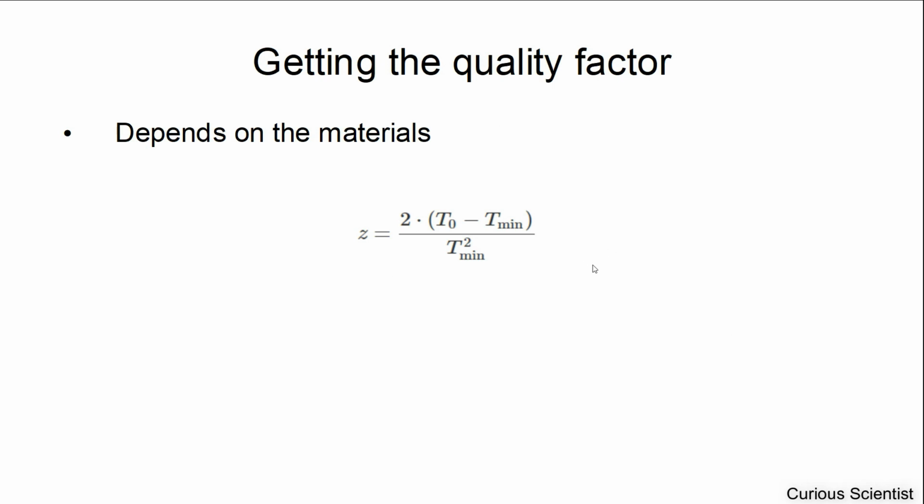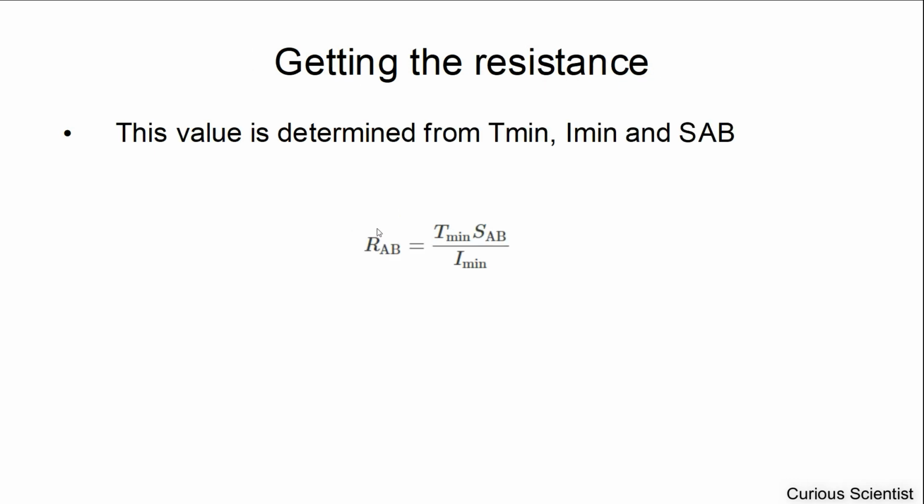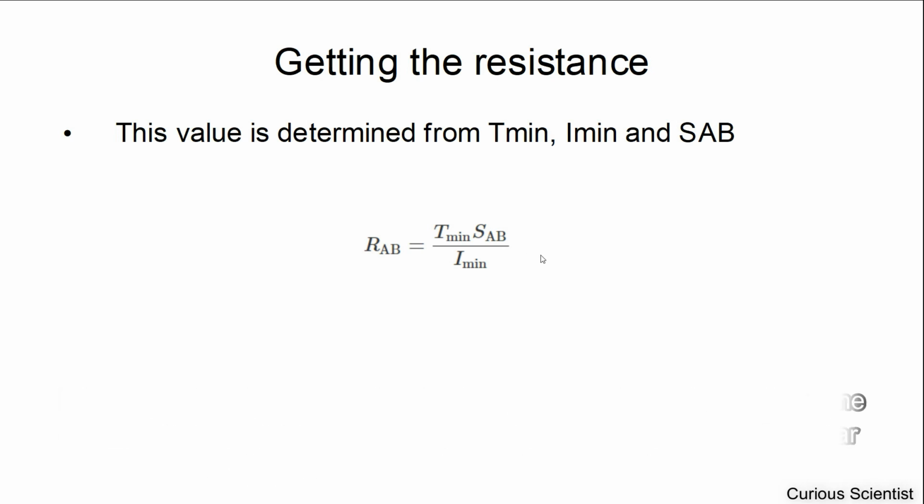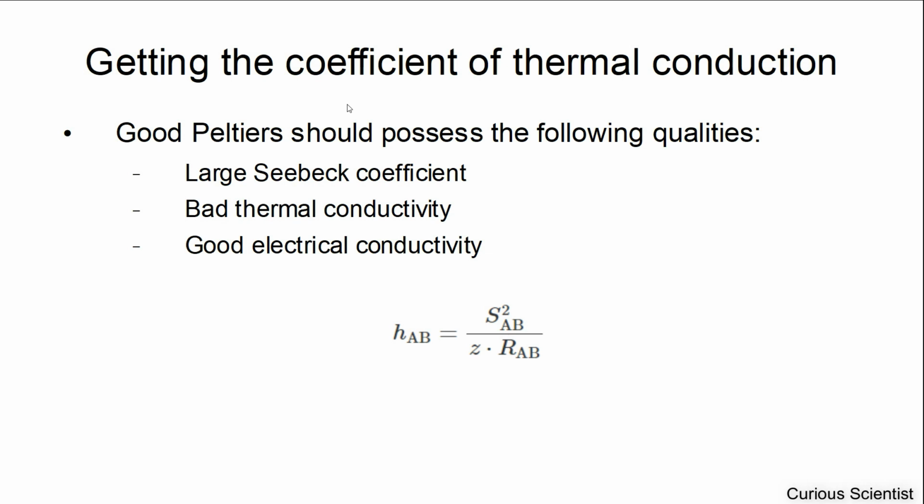Then the quality factor, that is basically just a performance related factor. You can see that it's mainly related to the initial and the maximum cooling related temperatures, and this is basically a material dependent number. So it depends on what kind of semiconductor is used in the Peltier device. Resistance, this is a bit tricky topic, but if we have the Tmin, this is from the same experiment, and then we have the Seebeck coefficient calculated partly from these values, then we can get the resistance. But we can also get it in another way, I will show you later. And then we have the coefficient of the thermal conduction, which depends on the Seebeck coefficient, the quality factor, and the resistance.